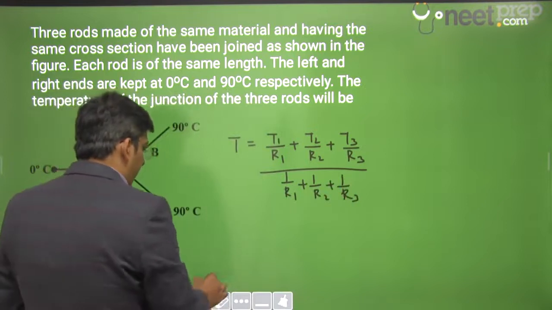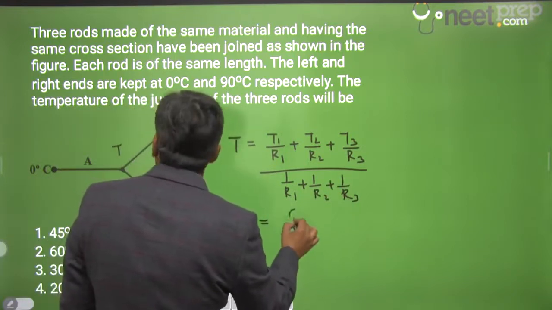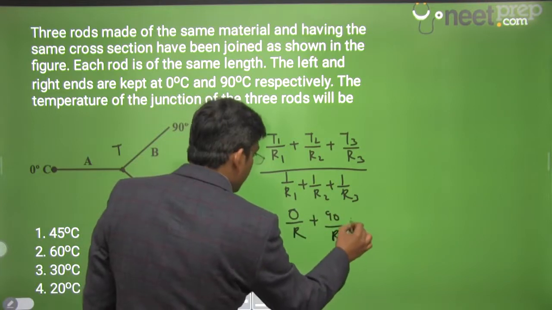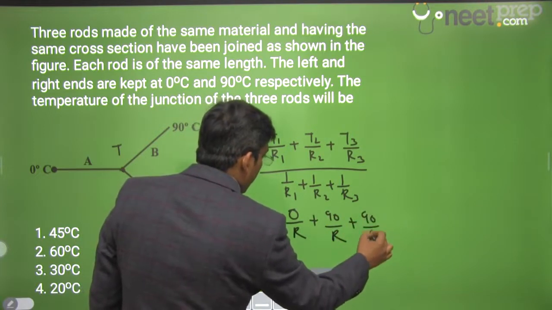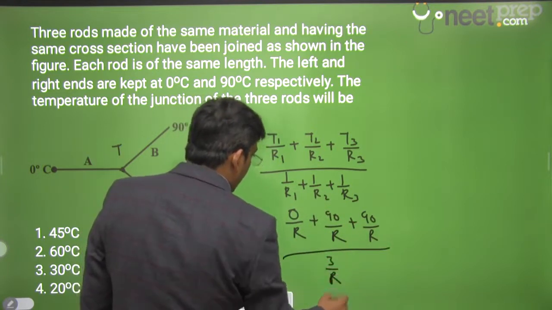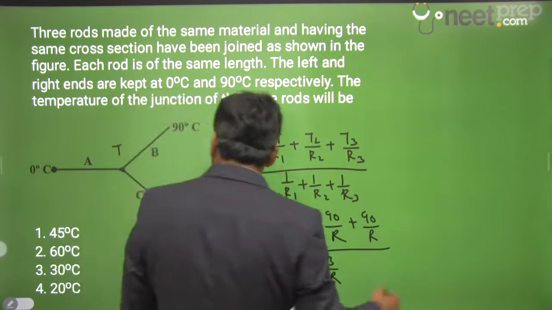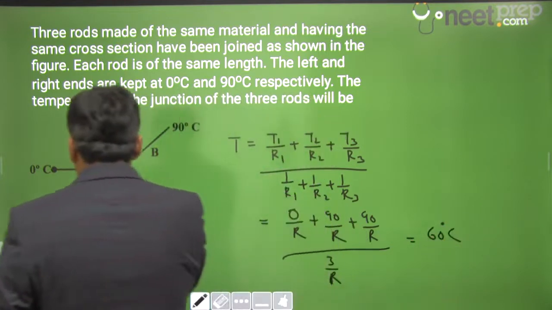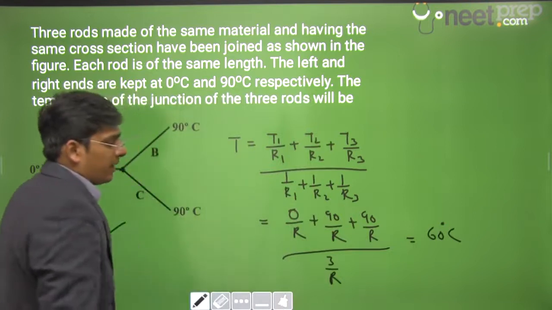See, so this is 0/R + 90/R + 90/R, divided by 1/R + 1/R + 1/R, which becomes 3/R, dear students. So we are going to get the temperature of the junction as 60 degrees Celsius, definitely. 60 degrees Celsius being the correct answer.